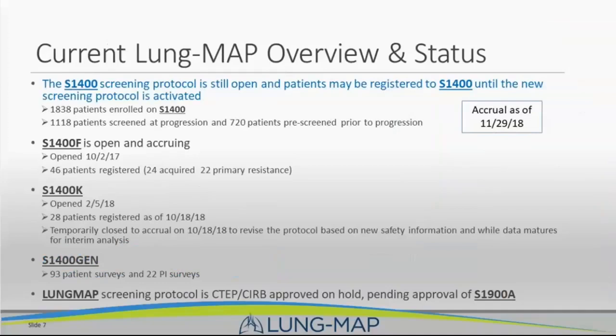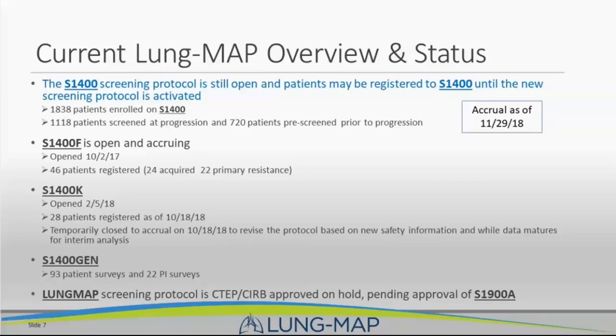Where are we right now? So the original protocol called S1400, the screening protocol, is still open as we are speaking, and the patients can be registered to S1400 until the new screening protocol is activated. We have enrolled, as I said, approximately 1,838 patients as of November 29, and 1,118 patients were screened at progression, 720 were pre-screened prior to progression.